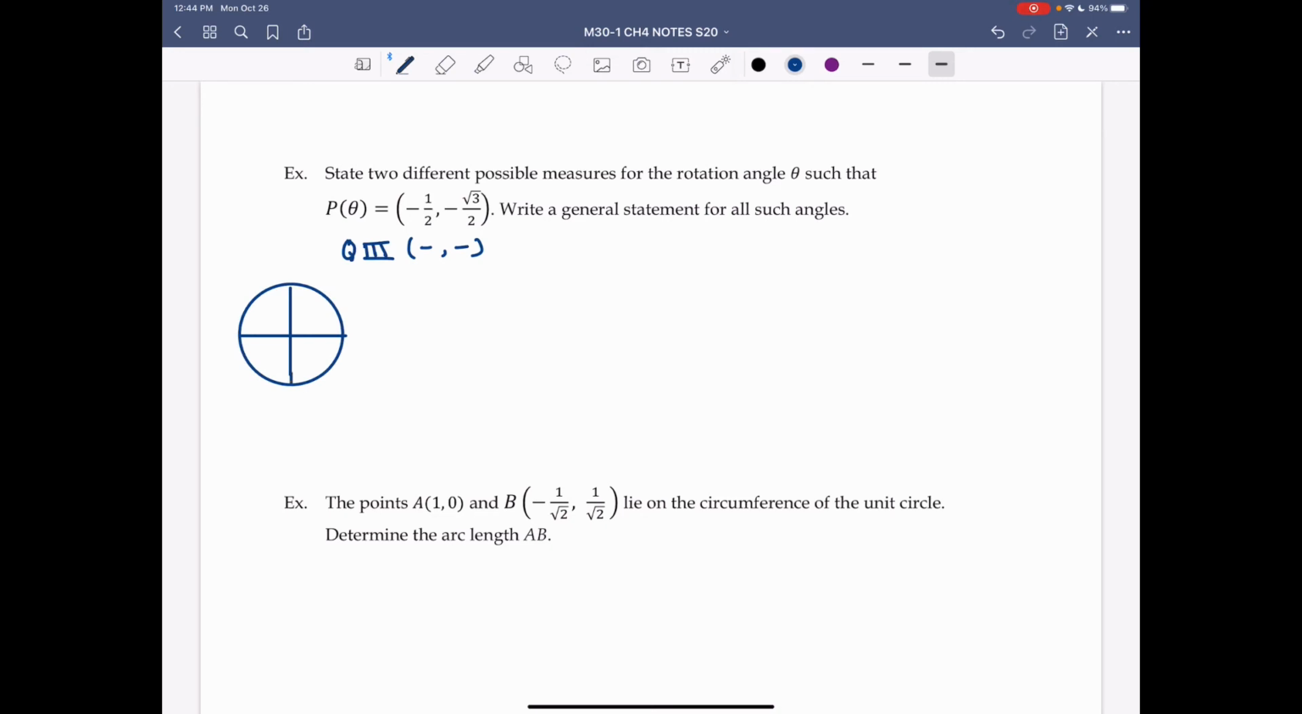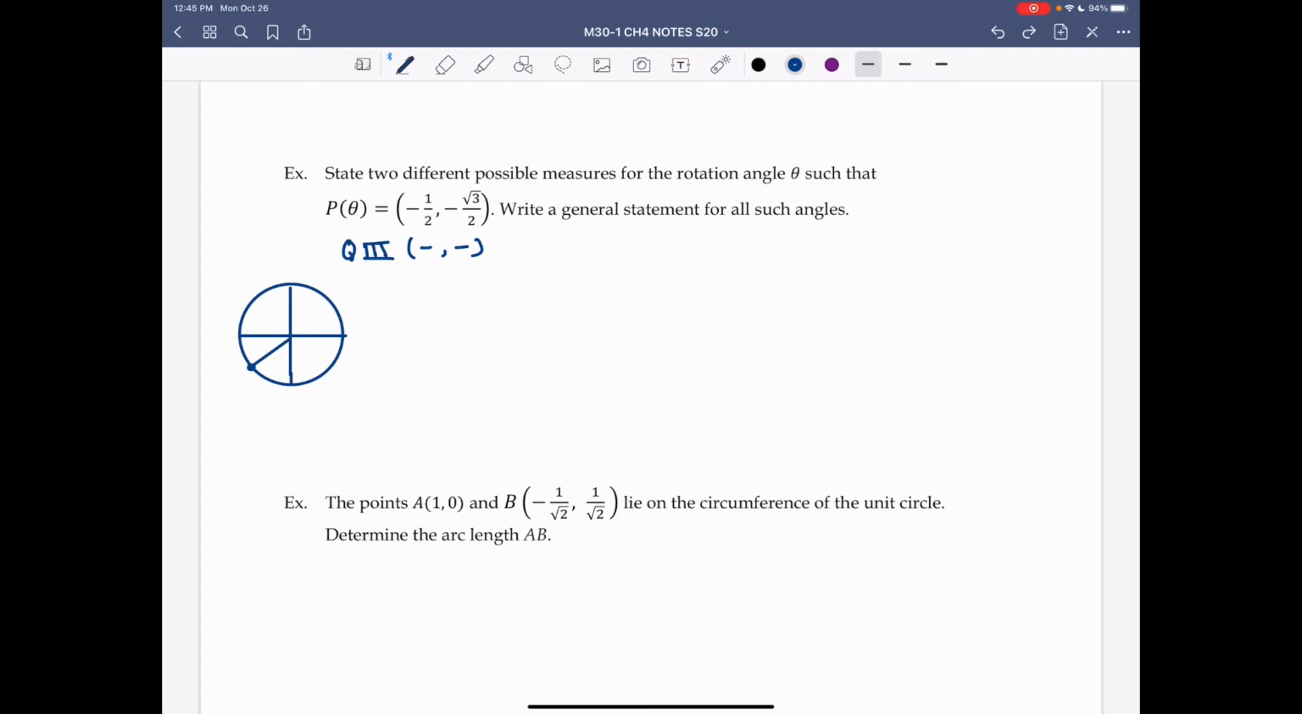We have an angle in quadrant 3. It doesn't really matter where I draw it, just draw an angle in quadrant 3. And our point is on the unit circle at the end of that terminal arm. We want two different measures for the rotation angle.